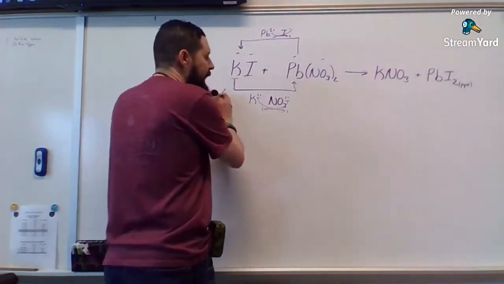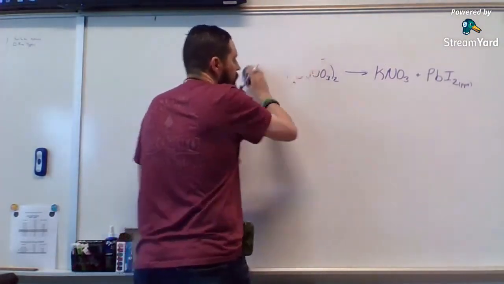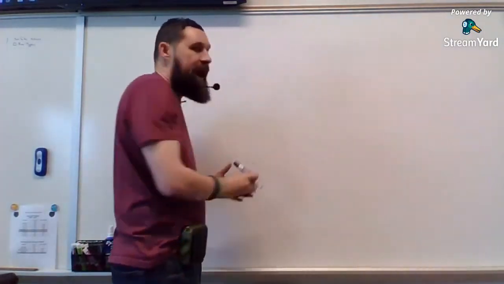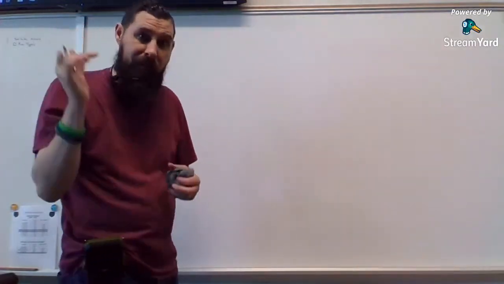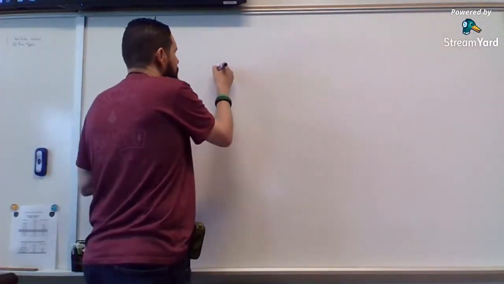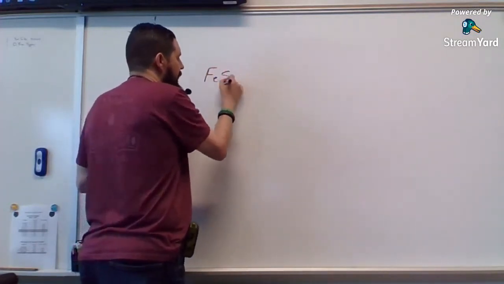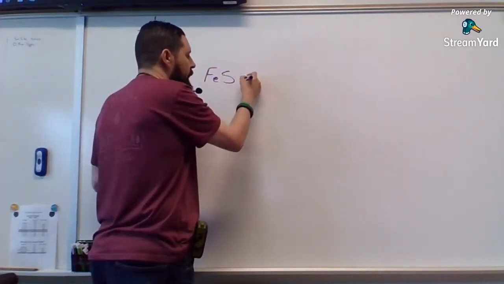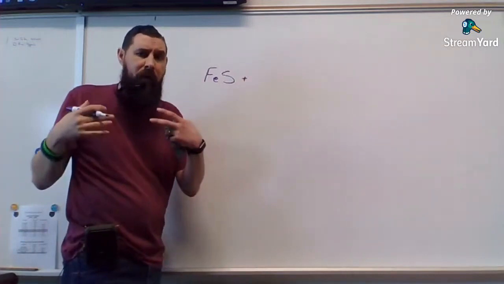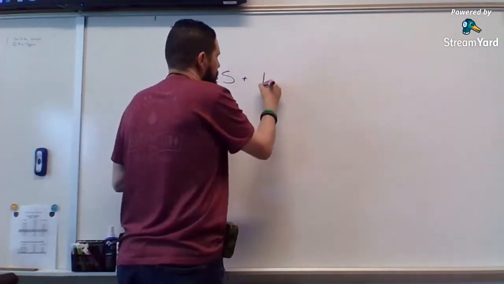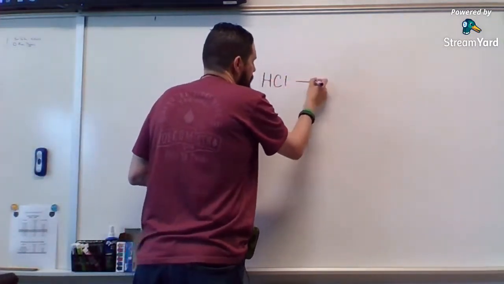So let's take a look at another one. So another double displacement reaction. This would be iron 2 sulfide, FeS, my iron 2 sulfide. And I'm going to react this with hydrochloric acid, so HCl.